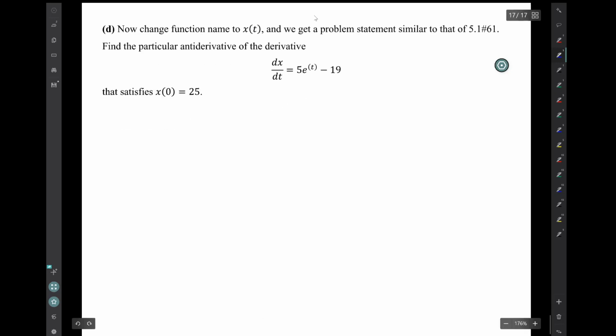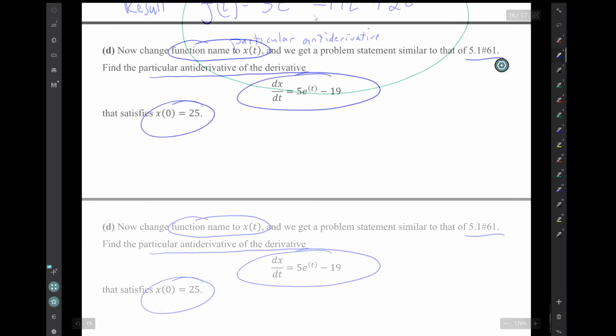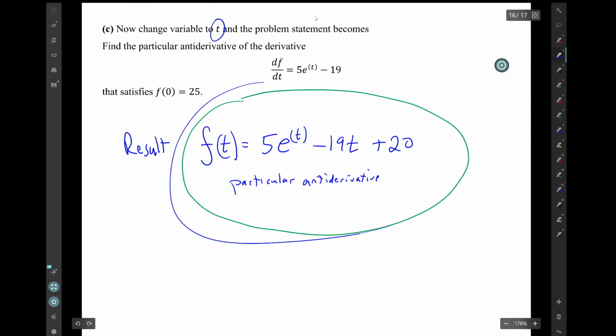But let's go on. Now change the function name to x of t, and we get a problem statement that's similar to one that's on your homework. Find the particular antiderivative of this derivative that satisfies this. This can be very confusing. Normally, we have x as the variable and some function name like f or g for the function. But in this problem, we have t as the variable and x is the name of the function. But it's just playing with names. We can just simply copy this result and change the name of the function from f to x.